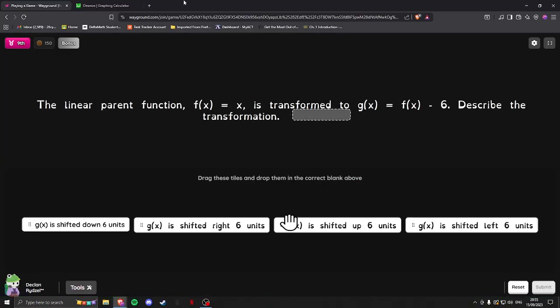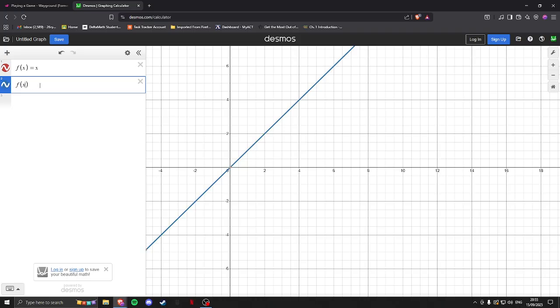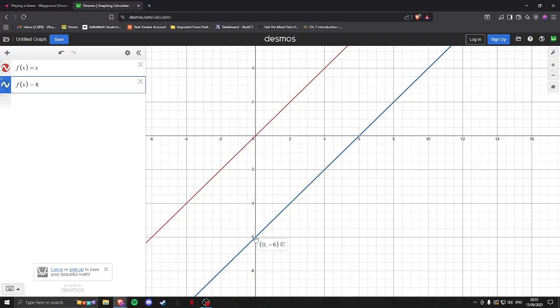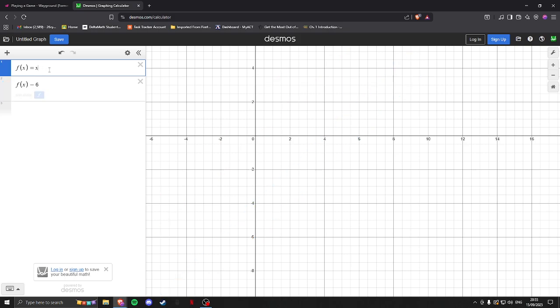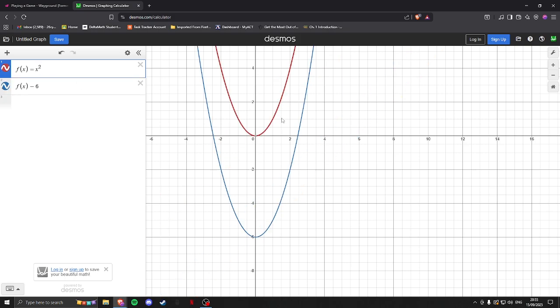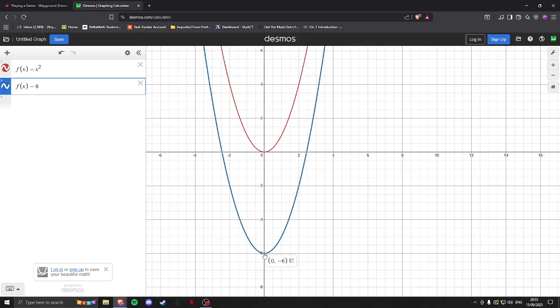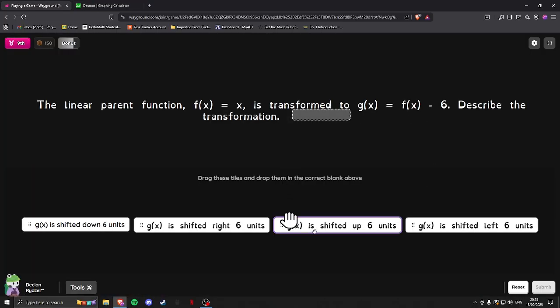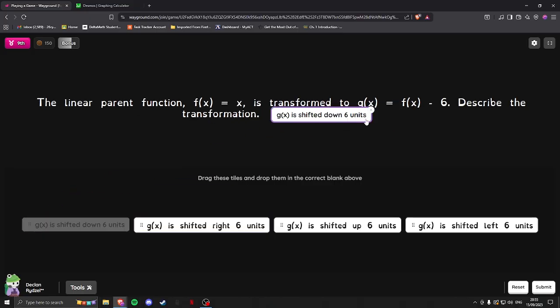Okay, so f of x minus 6, it has now been shifted downward. Actually, I need to get like a better function for this. F of x squared. There we go. So we can now see that it has been shifted downwards 6. As you can tell, the point, instead of 0, 0, is now 0, negative 6. So that means it is shifted down 6 units.